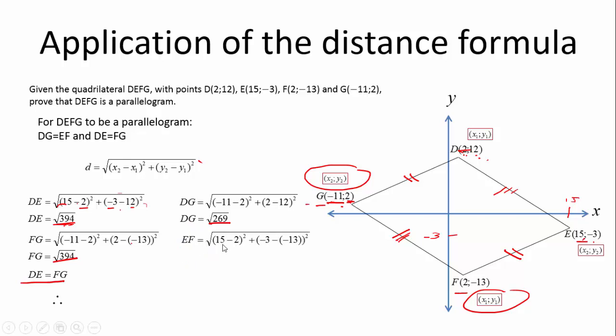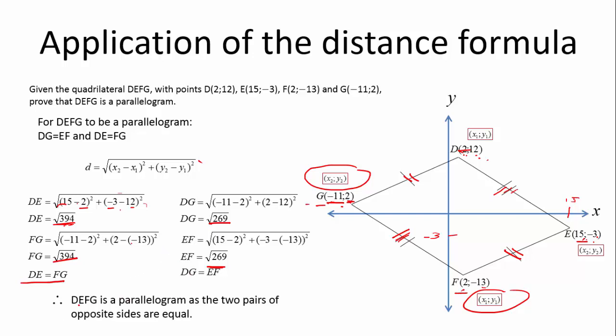Now let's look at EF. EF is 15 minus 2, right? Negative 3 minus 13. Again, be careful here. That's going to be plus 13. Minus 3 plus 13 is positive 10. And here we're going to have negative 13. And we can quite easily see that those are going to be the same, which is convenient. So DG is equal to EF. And there we can say DEFG is a parallelogram as two pairs of opposite sides are equal. And we know that that's our proof for parallelogram. And all we used there was the distance formula.